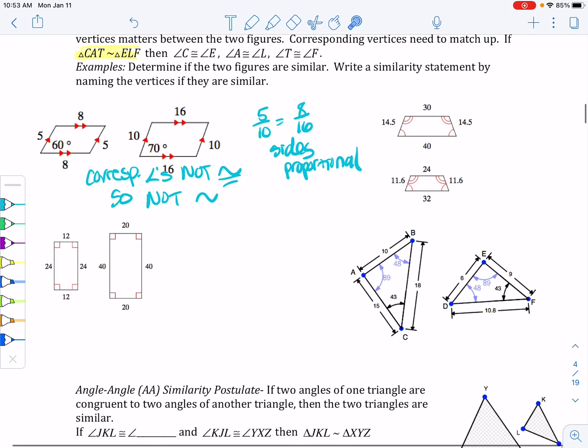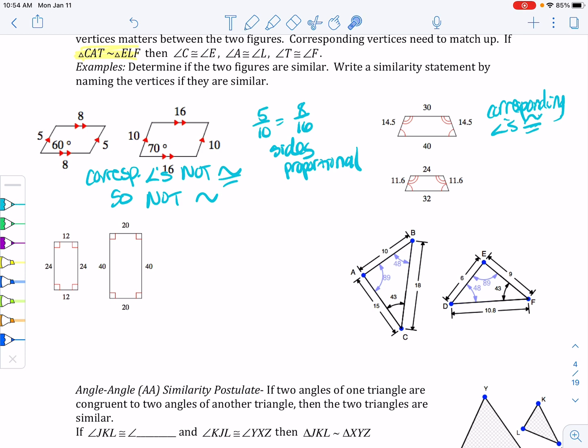Okay. If we look here, these are trapezoids, which we should be familiar with. These two are congruent, these two are congruent, these two are congruent, and these two are congruent. So all four of these match and all four of those match. So our corresponding angles are congruent, which means we're partway there to being similar. So now I have to check to see if the sides are proportional.